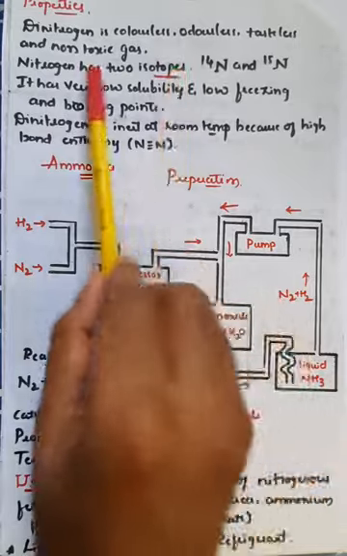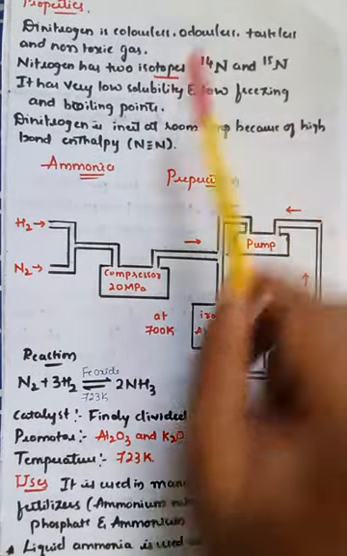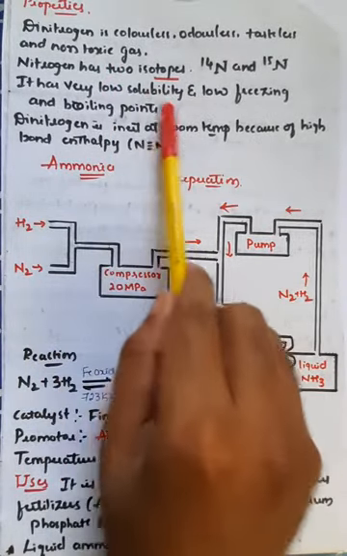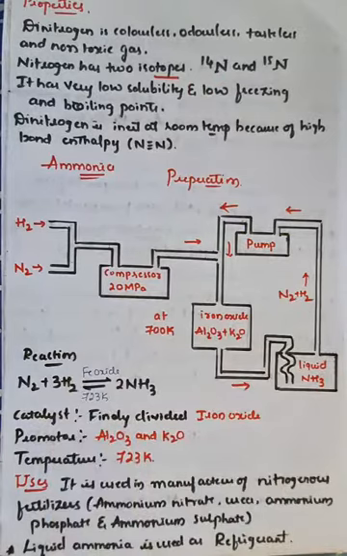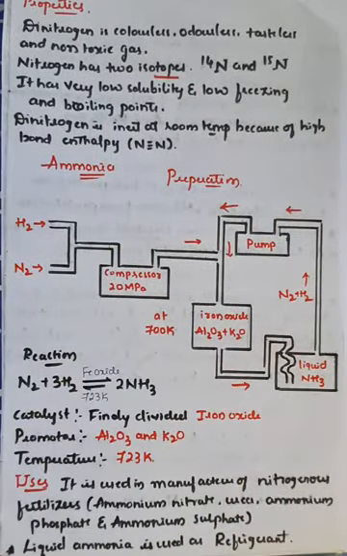So nitrogen has 2 isotopes. One is N14, nitrogen 14, another one is nitrogen 15. And the third important property is it has very low solubility and low freezing and boiling point, right? Solubility means when you dissolve it in water. So its solubility is very less, and similarly it has a low freezing and low boiling point. It can easily boil at a very low temperature, and it can freeze at a very low temperature. Since it is a gas, it can be frozen or boiled at very low temperature.